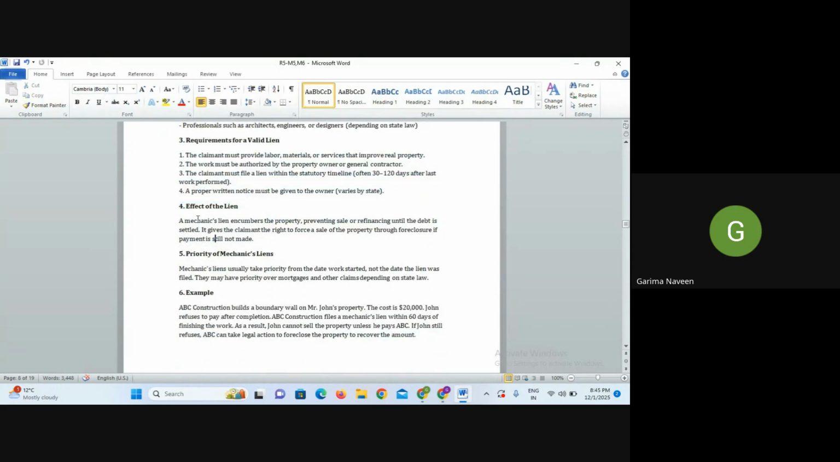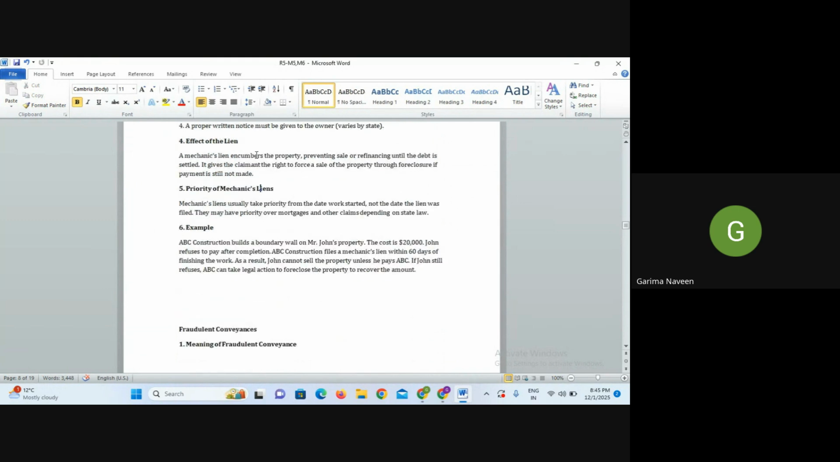Next is the effect of the lien. A mechanics lien encumbers the property, preventing sale or refinancing until the debt is settled. It gives the claimant the right to force a sale of the property through foreclosure if the payment is not made. Okay, so as I told you, they have the right on that property if the payment is not made by the debtor.